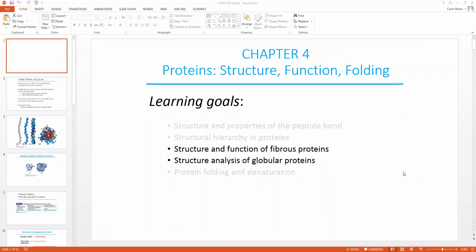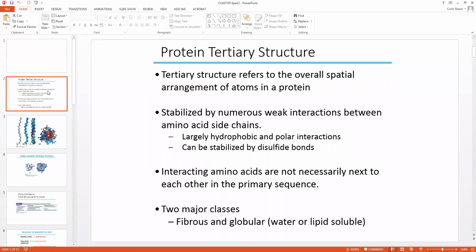All right, so we're wrapping up chapter 4. This is part 3. We're looking at the structure and function of fibrous proteins, and then the structure and analysis of globular proteins. So if we think about protein tertiary structure, this refers to the overall spatial arrangement of atoms in a protein.